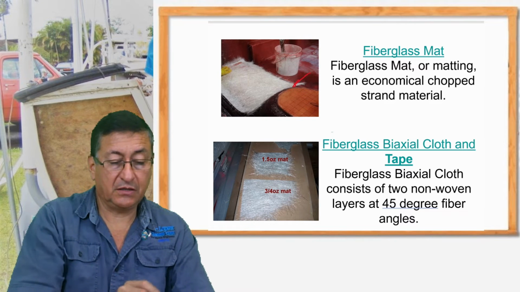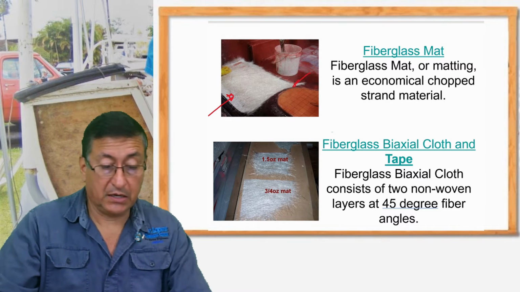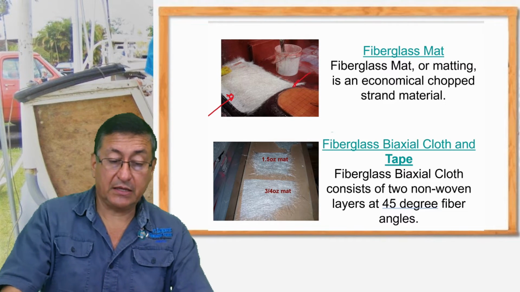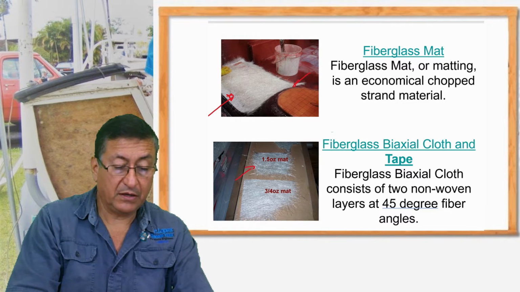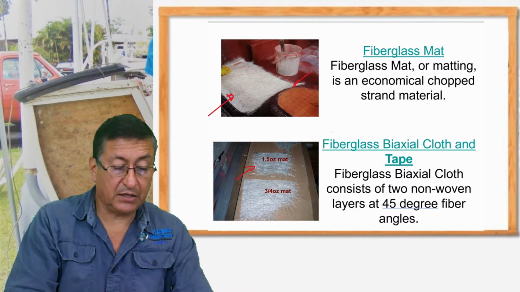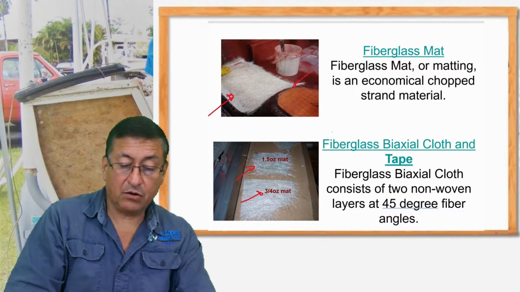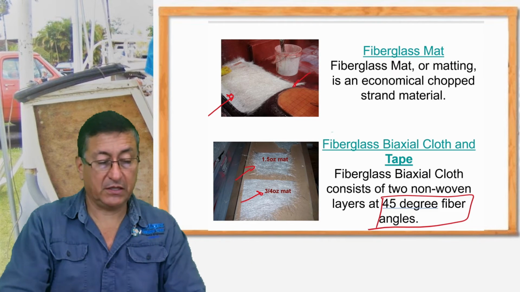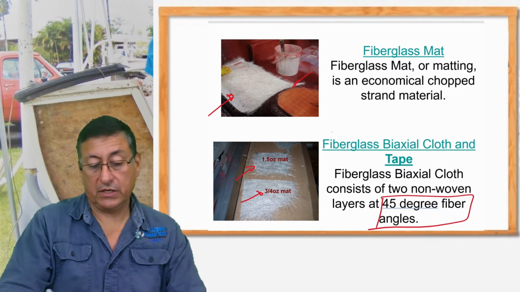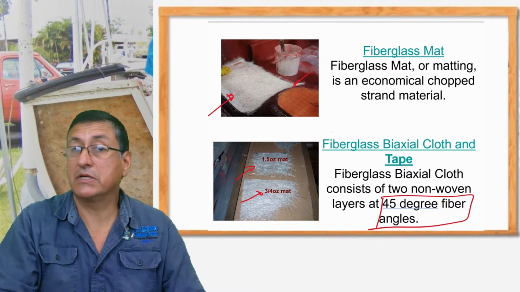And yeah, number one is the matte, the typical matte in different thicknesses, like Calvin explained. And the biaxial, this is the 1.5, and this is the 3/4 ounce matte, depending on the thickness, and normally it comes at 45 degree angles, cross 45 degrees. Yeah, this is wonderful in the fabrication of stringers, transoms, and hulls.